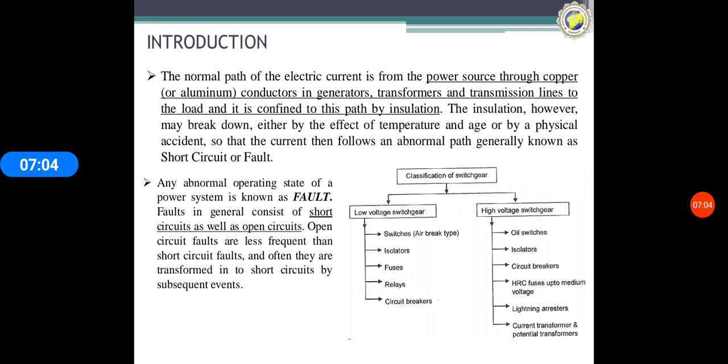One example is the air break type, which is used to remove power from our power system. Then isolators, which open over the transmission line. Then fuse, relay, and circuit breakers. This is the low voltage side. Now if I consider the high voltage side switchgear system, examples are oil switches, isolators, and circuit breakers. It also has fuses up to medium voltage, lightning arresters, current transformers, and potential transformers.